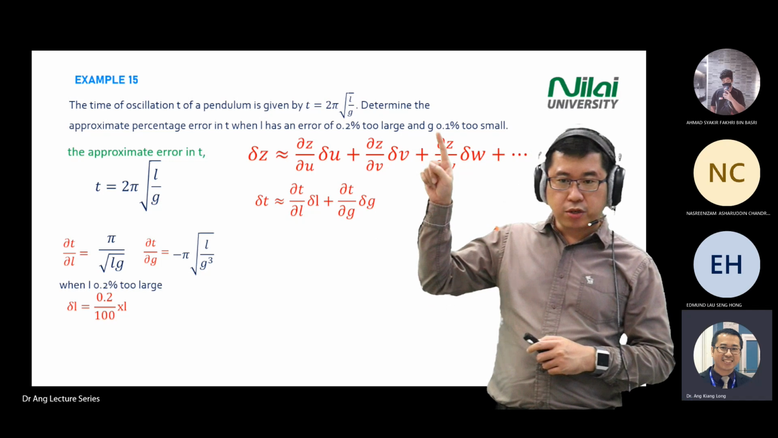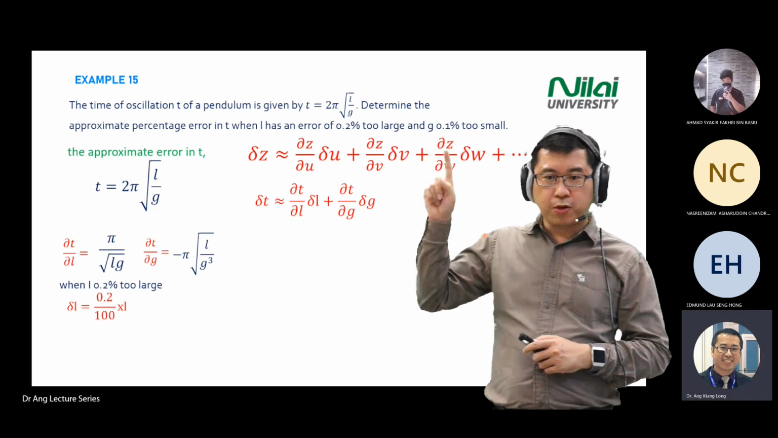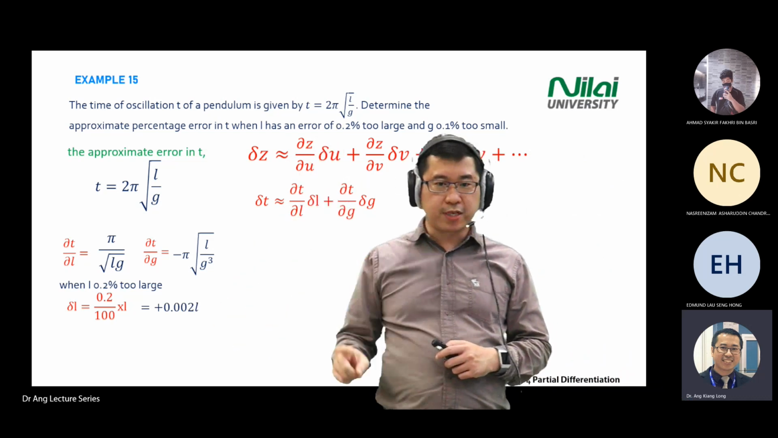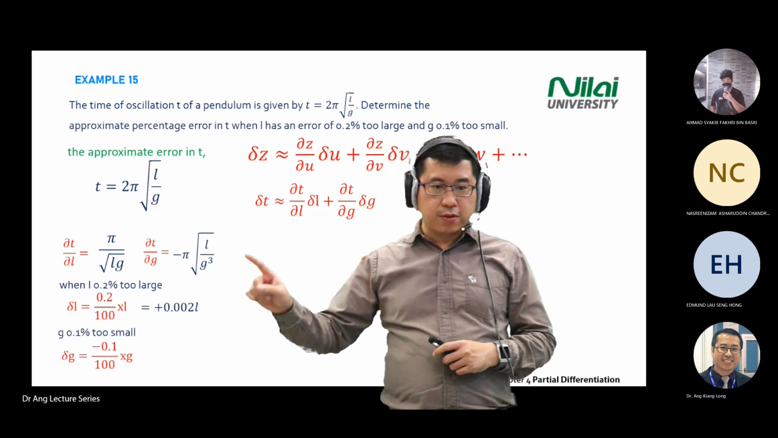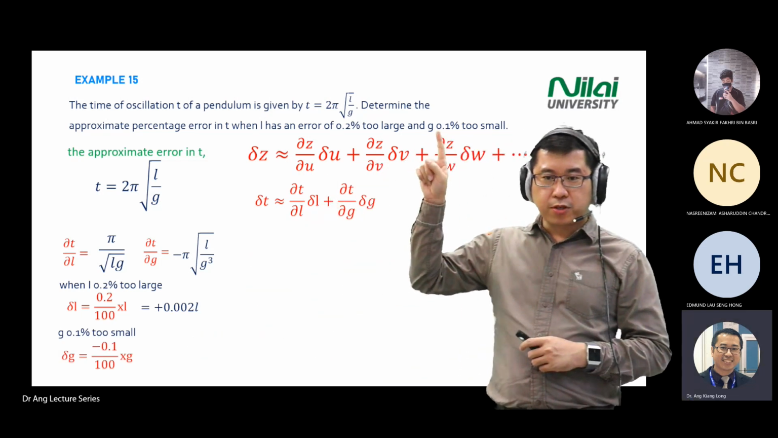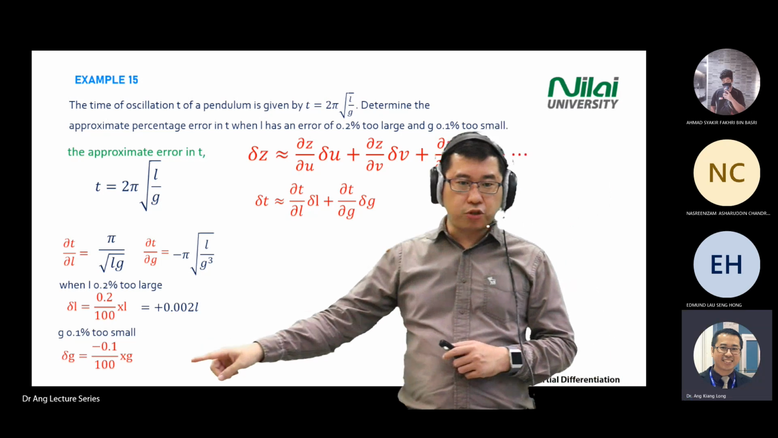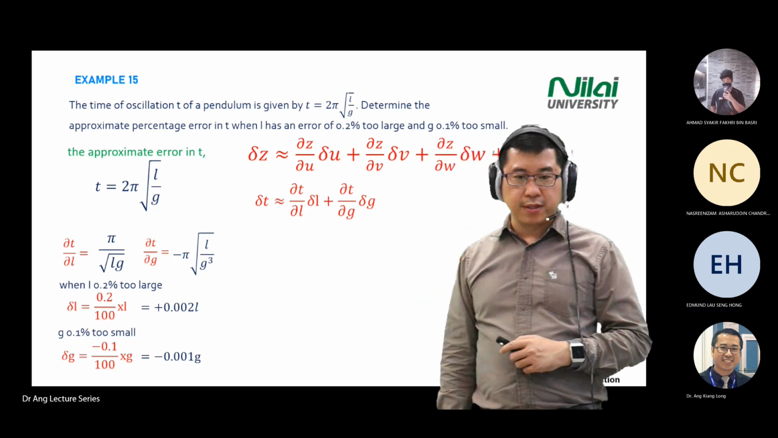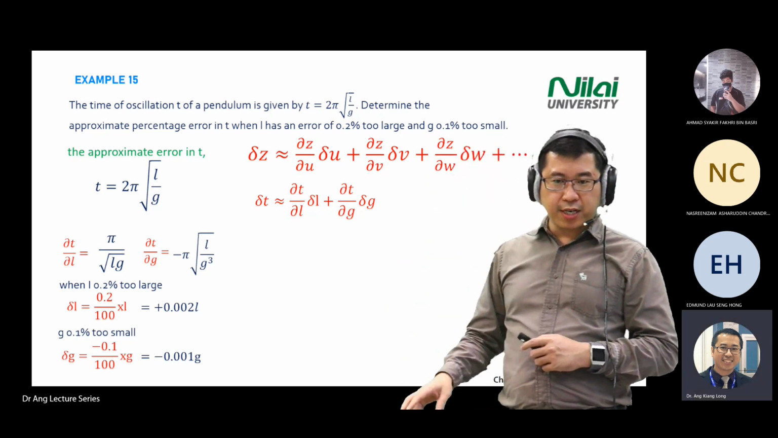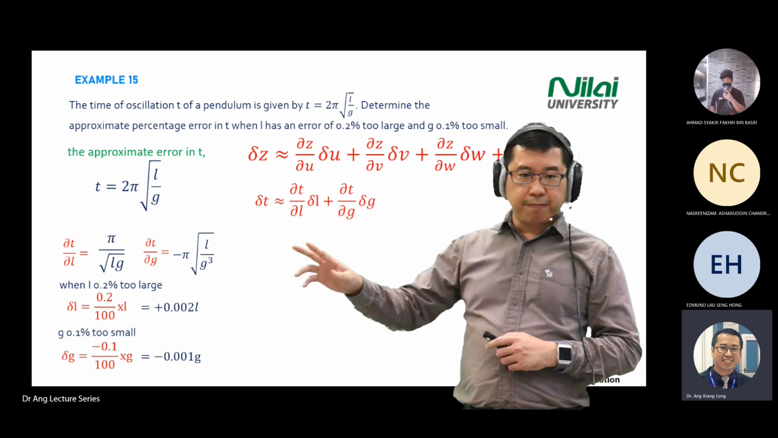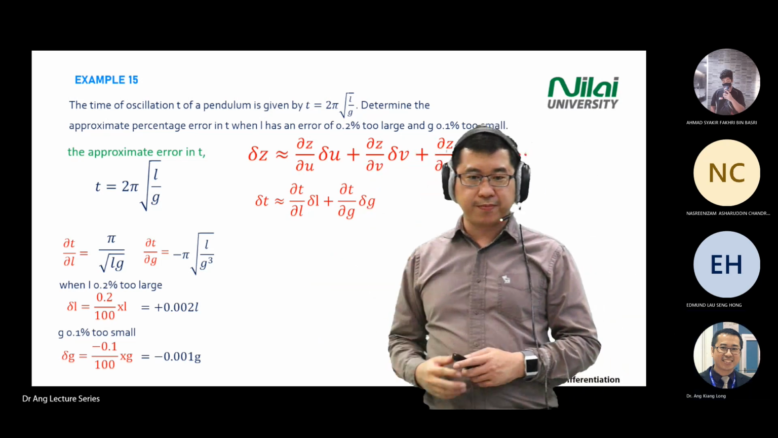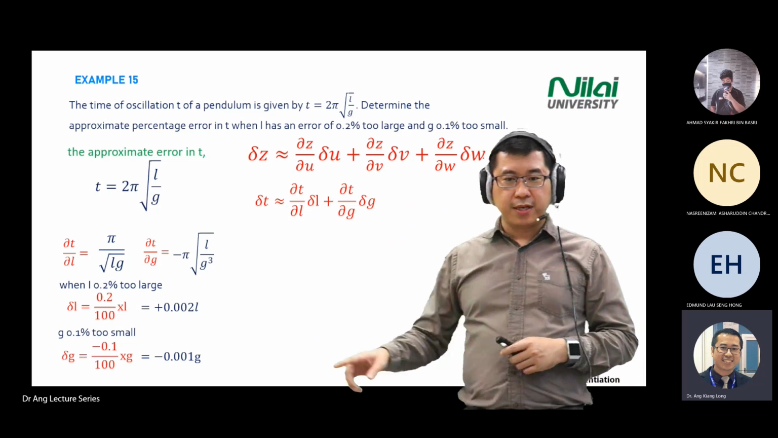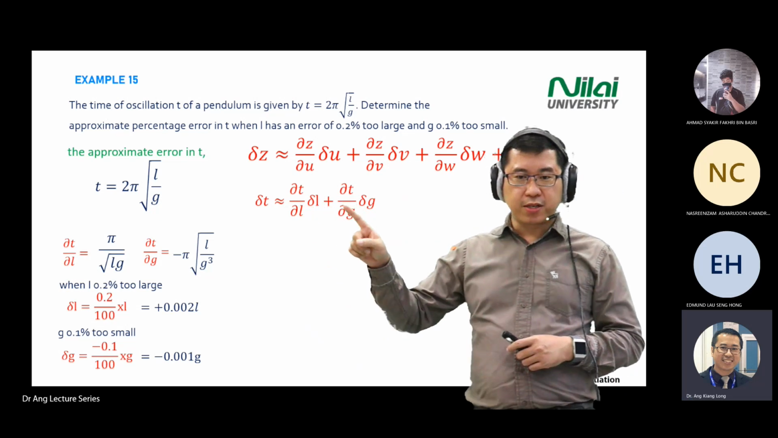Delta G: you are given G 0.1% too small. Too large is positive, too small is negative. So 0.1% means you take 0.1 divided by 100 times G, but with a negative sign. So one is positive, one is negative. Increasing, positive; decreasing, negative. Too big, positive; too small, negative. These are the keywords for you to make a judgment. Then you have this one, this one, this one, this one.